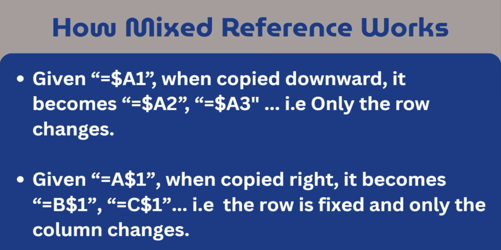How does mixed reference actually work? Given =$A1, when copied downward, it becomes =$A2, =$A3. Only the row changes. Given =A$1, when copied right, it becomes =B$1, =C$1. That is, the row is fixed and only the column changes.